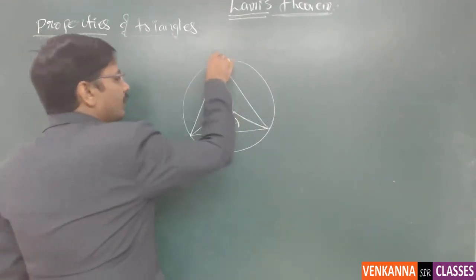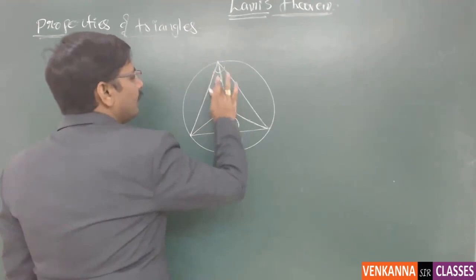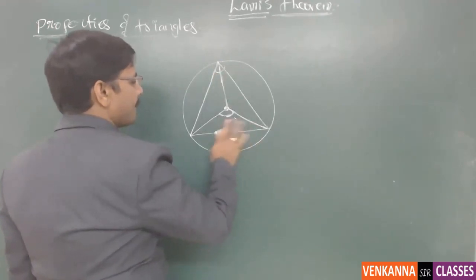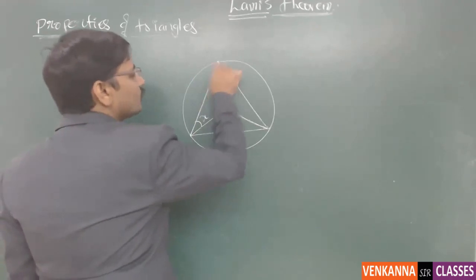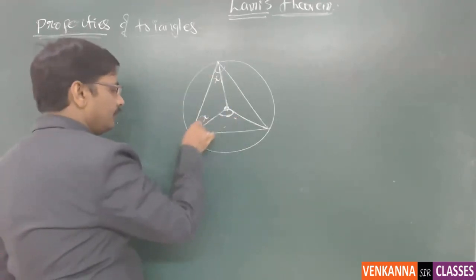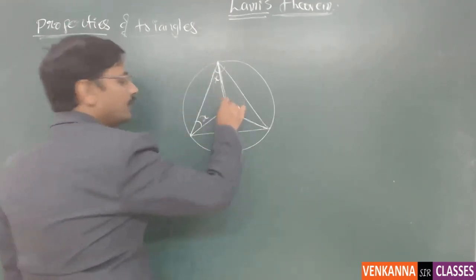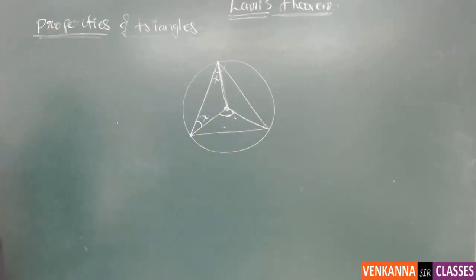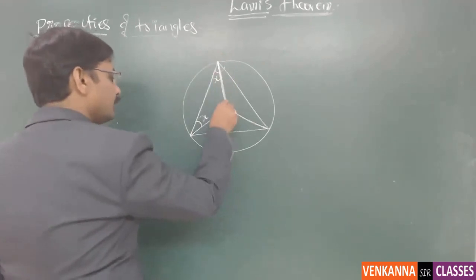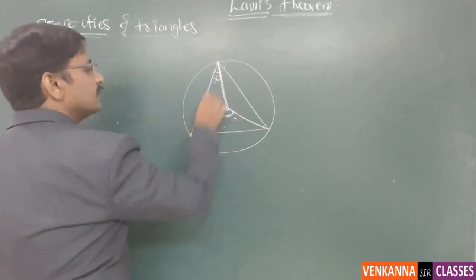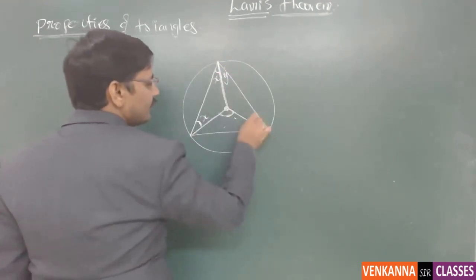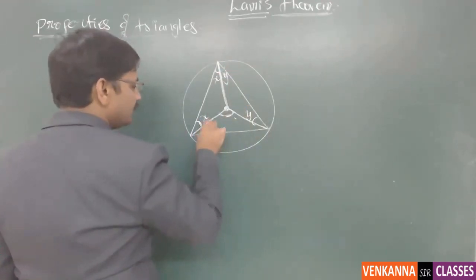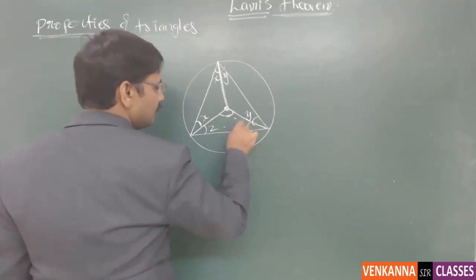So if you draw a line like this, I call this angle x. Obviously, this will also be x because this is a radius and this is also a radius. And if this is angle x, then this will also be angle x. So if this angle is y, this angle is also y, and if this angle is z, this is also z.